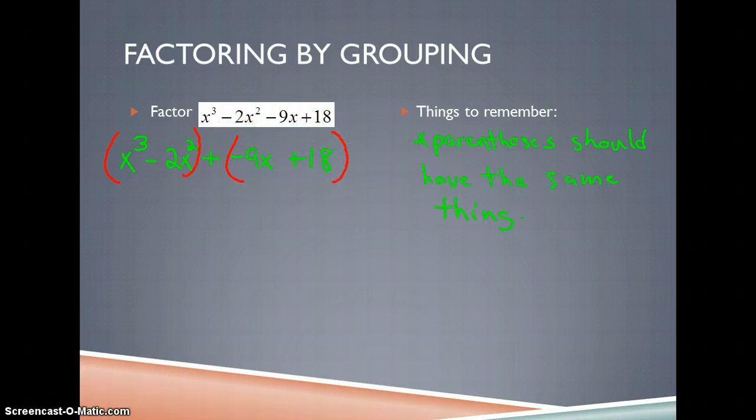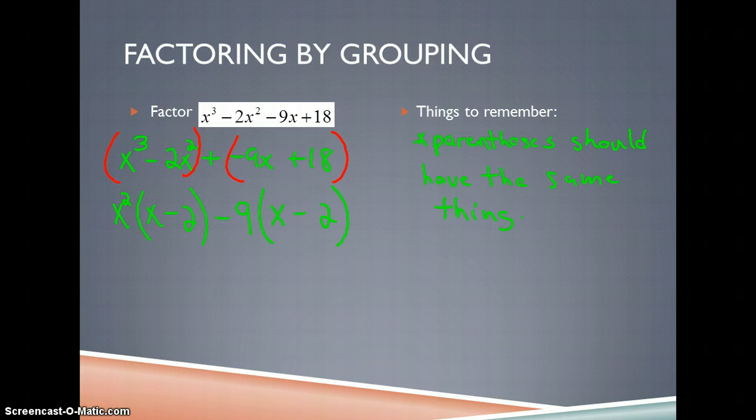What we do is we look for the greatest common factor of the first two monomials, and that is going to be x squared. So we factor out x squared from here. So x cubed divided by x squared will give us x. 2x squared divided by x squared will give us minus 2 there. The reason I want you to do plus or minus is now we're actually going to factor out negative 9. It's really important for our signs and our parentheses to match up. We get negative 9 times the quantity x minus 2.